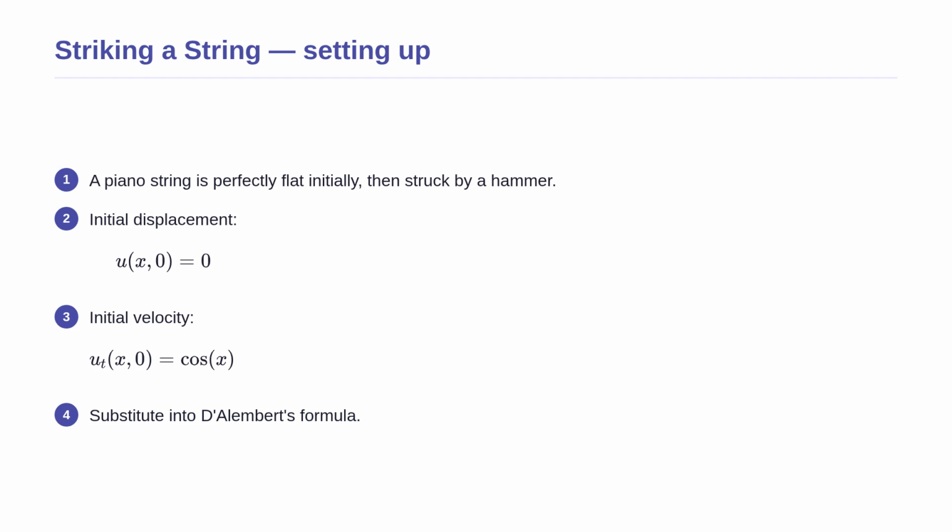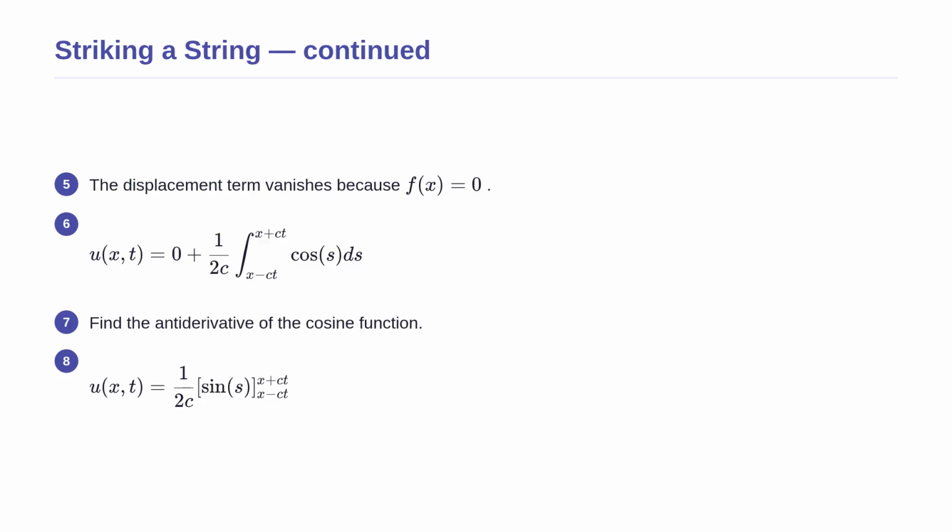We again choose the full D'Alembert formula. This time, the initial displacement is 0, but the initial velocity is not. The first part of the formula will be 0 because the string starts perfectly flat, leaving us to focus entirely on the integral part. Picking up from our setup, we plug the cosine function into the integral part of the formula, replacing the generic velocity function g.